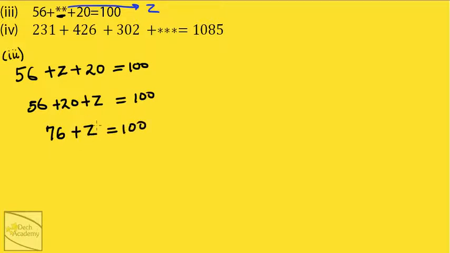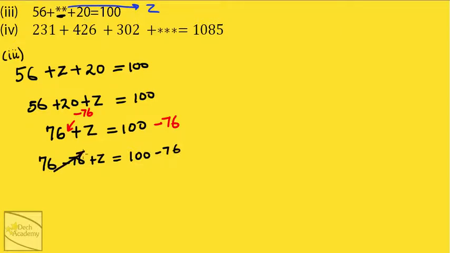So in order to obtain z, I just have to get rid of this 76 because I'll just be left with a z on the left hand side. And to do that, I need to subtract 76 from both sides. So I'm just going to insert that minus 76 here. And then I'm going to subtract 76 from the right hand side as well. So I have 76 minus 76 plus z is 100 minus 76.